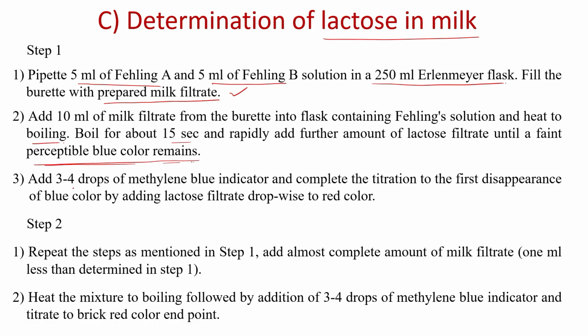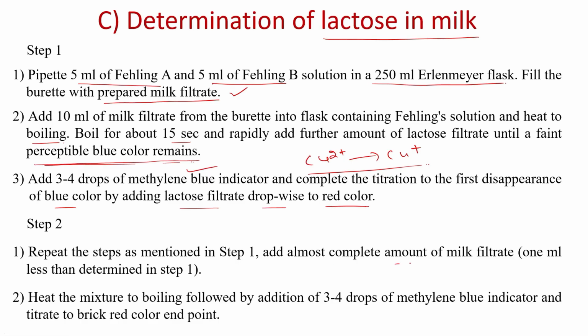Then you add 3 to 4 drops of methylene blue indicator. Complete the titration to the first disappearance of the blue color by adding the lactose filtrate dropwise to red color. So a red color will be obtained, indicating that your cupric form has converted to cuprous form. So here also your endpoint will be brick red color. Now repeat the steps as mentioned in step 1.